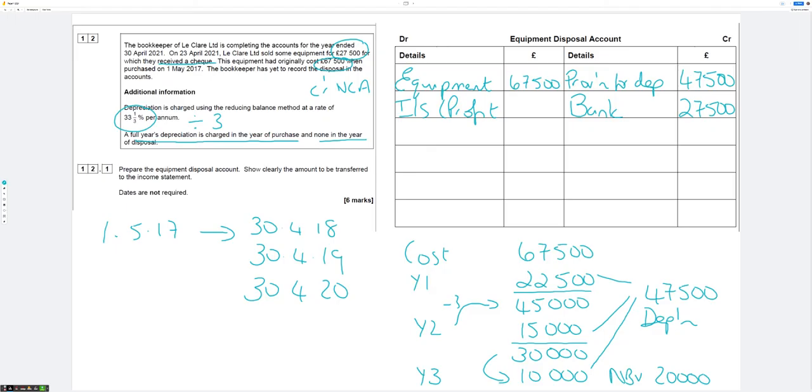We're debiting the disposal account, we're going to credit the income statement with the difference, $7,500. So now both sides should add up to the same amount. Remember, we don't want any balance carried down on our disposal account, so both sides need to add up to the same amount. Just check working there with my calculator, 75,000.